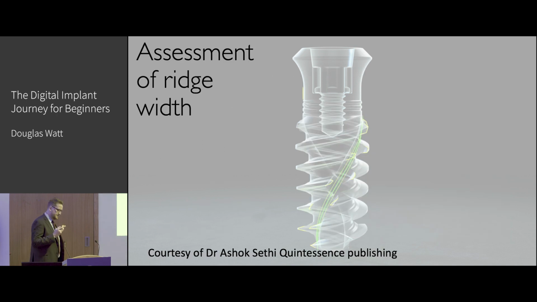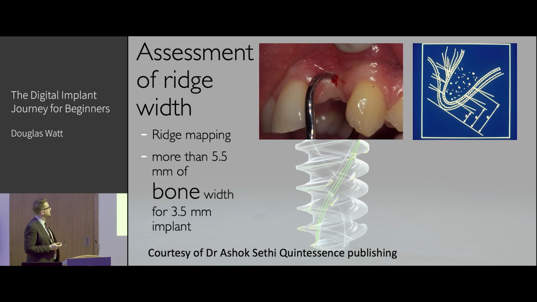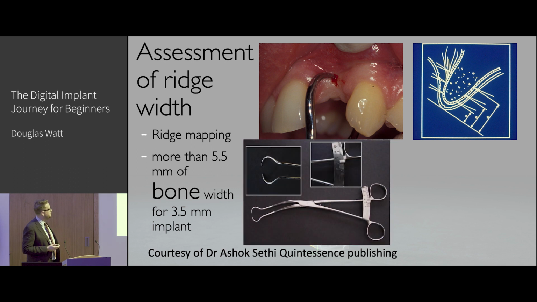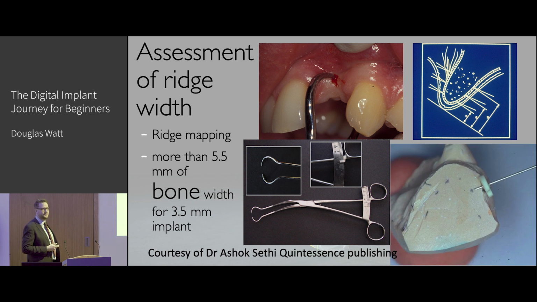I've got this slide from my friend and mentor Ashok Sethi from his book, and this was old school ridge mapping where you'd measure the width of the bone, map it onto a model, section through that model, and then plan where your bone was based on caliper readings, which obviously is inherently flawed.